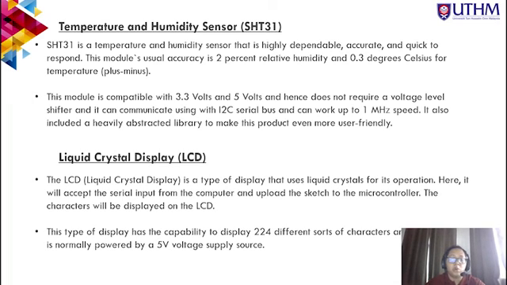Next is the liquid crystal display, or LCD. The LCD is a type of display that uses liquid crystals for its operation. Here, it will accept the serial input from the computer and upload the sketch to the microcontroller. The characters will be displayed on the LCD. This type of display has the capability to display 224 different sorts of characters and symbols and is normally powered by a 5-volt supply source.